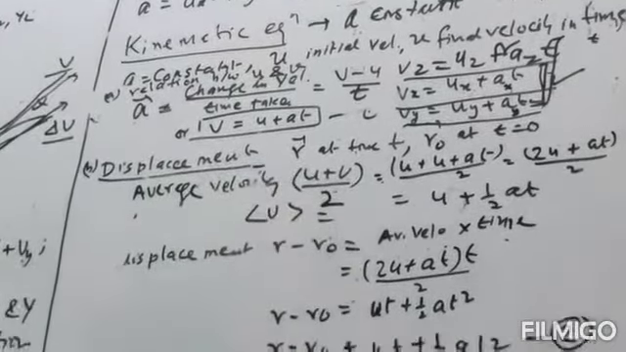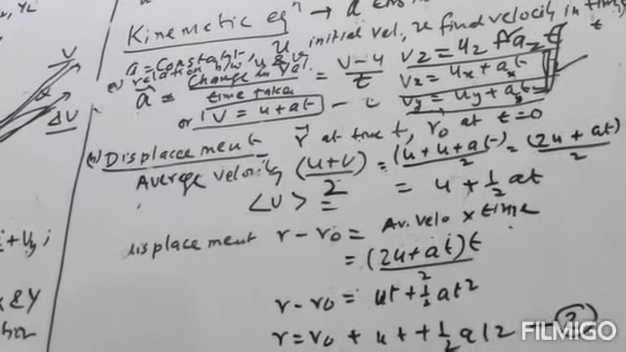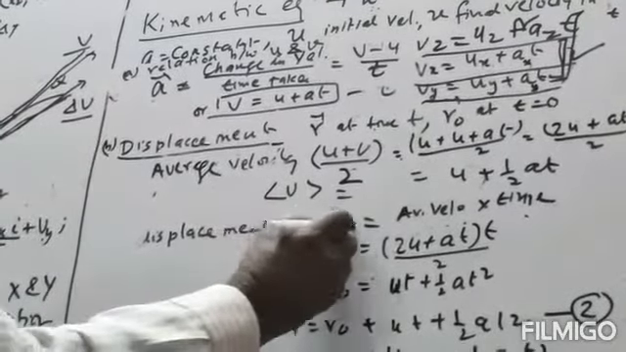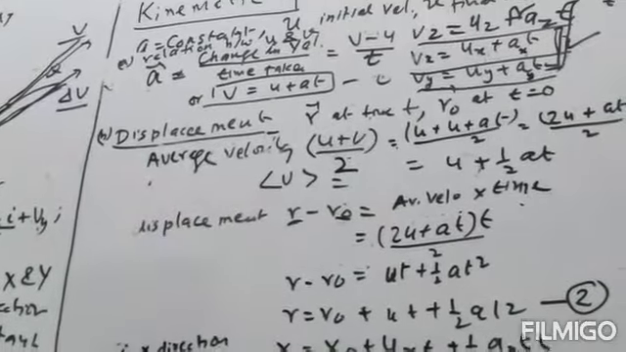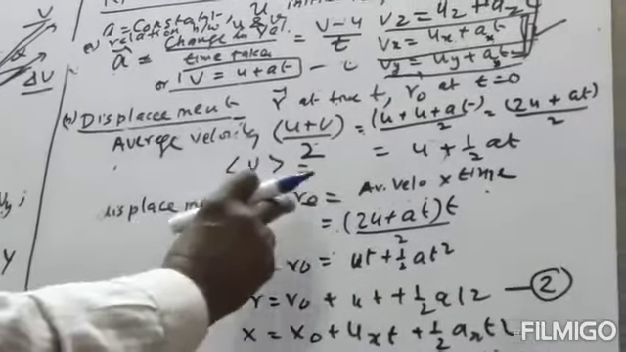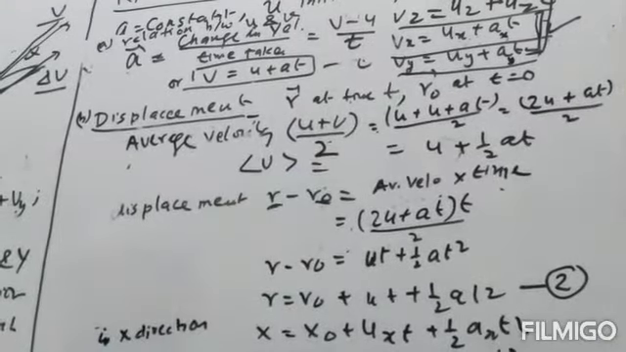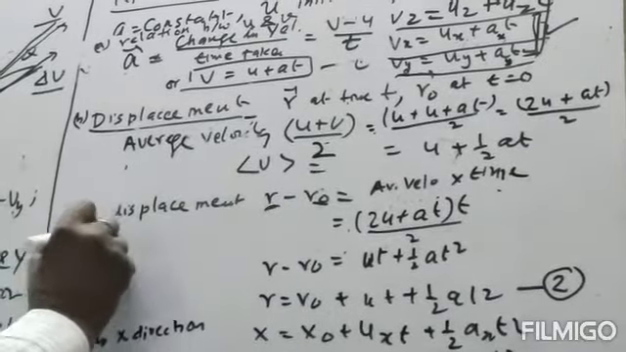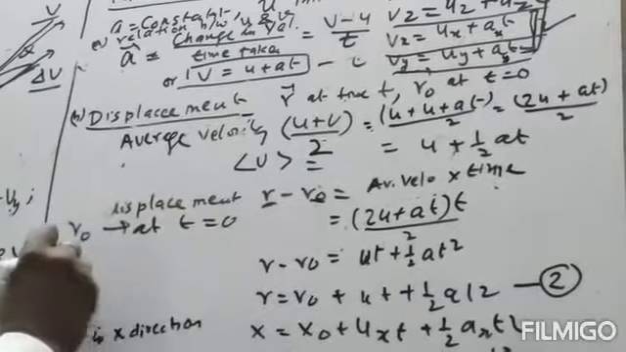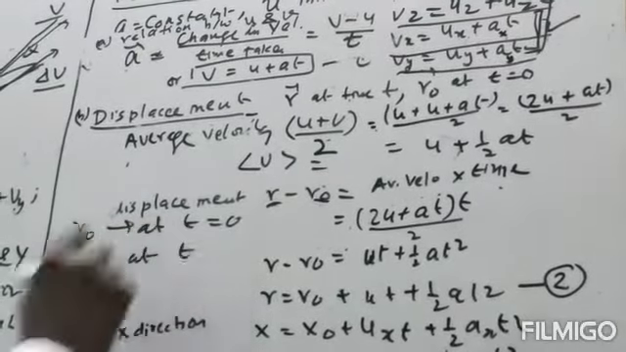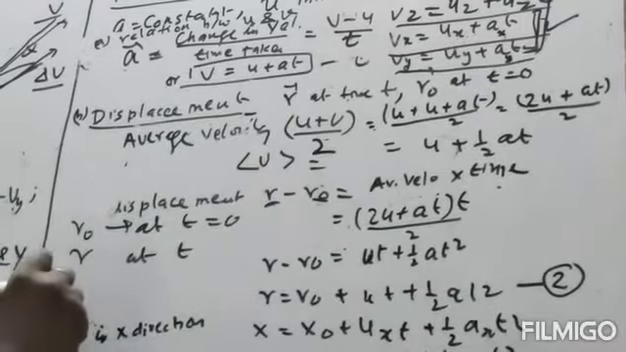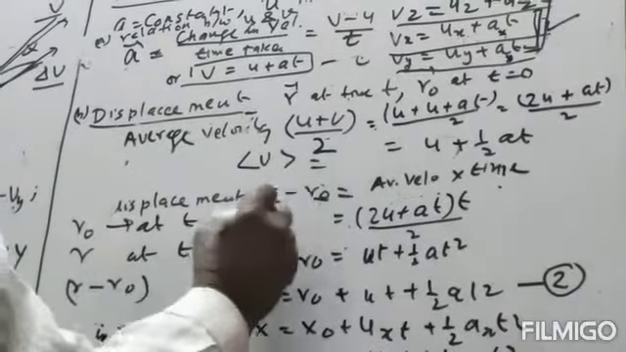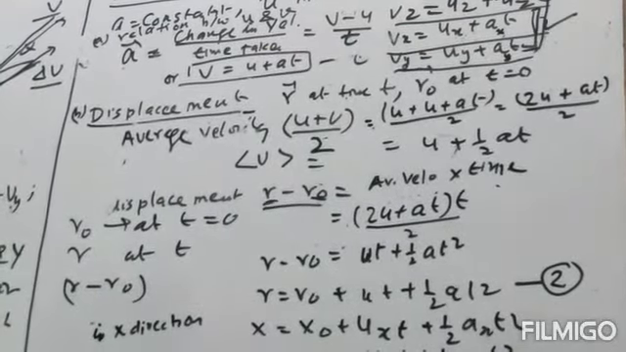This will be the average velocity. Now what will be the displacement? Displacement will be equal to, suppose initial is r0 and final is r. So displacement is r minus r0. Here r0 is the position at t equal to 0, and r is the position at time t. So the displacement r minus r0 will be equal to average velocity into time.